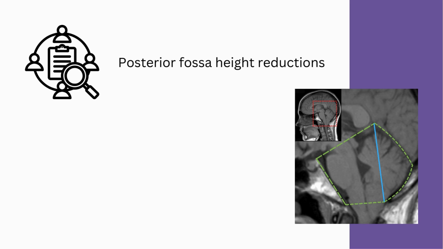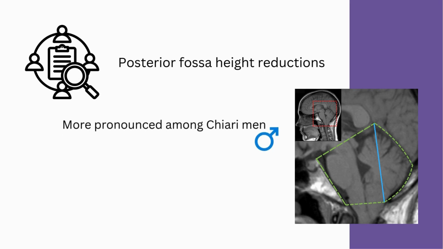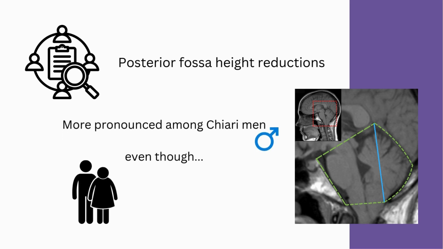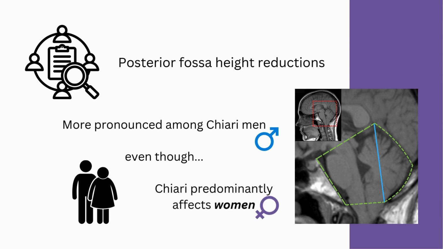Interestingly, one study found that these posterior fossa height reductions are even more pronounced among Chiari men, even though among adults, Chiari predominantly affects women.